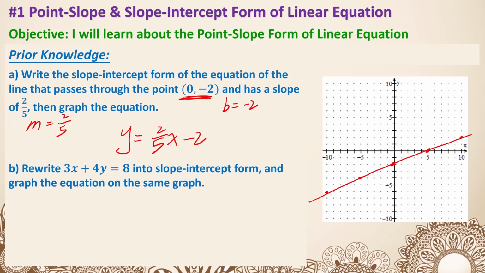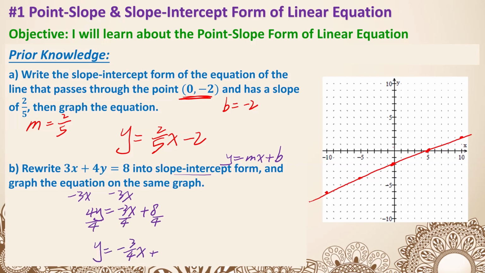B. Rewrite 3x plus 4y equals 8 into slope-intercept form and graph the equation on the same graph. So in order to rewrite it, the slope-intercept form is y equals mx plus b. So in other words, for this, we're solving for y. Subtract 3x on both sides. We got 4y equals -3x plus 8. Then we divide everything by 4. So y equals -3/4 x plus 2.